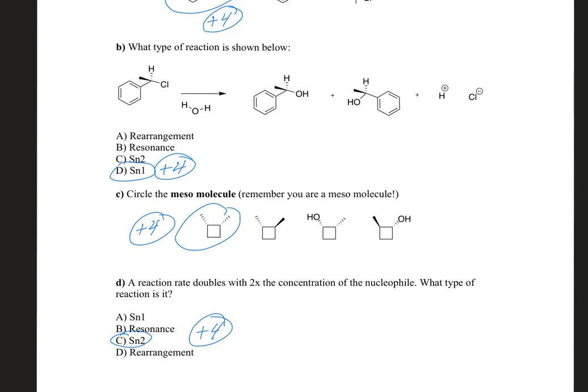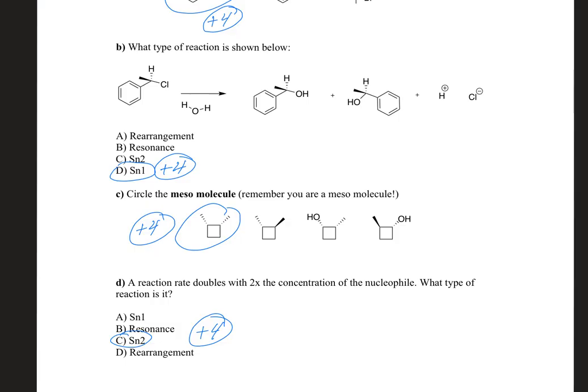A reaction rate doubles with 2 times the concentration of the nucleophile. What type of reaction is it? So again, these are remembering those rates, right? What's involved in the rate determining step. And an SN2 and an E2 reaction, both of those involve the nucleophile. And so if you change the amount of those, that will affect the rate.